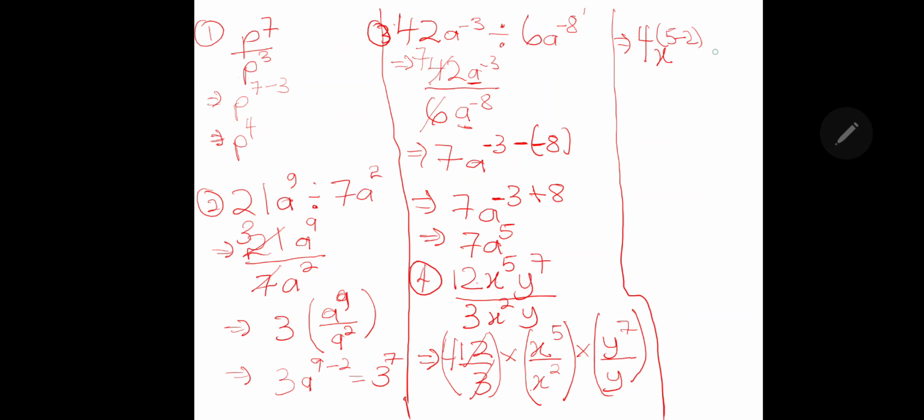And then you come and write your y. When two same bases are dividing, you subtract. So you know writing y alone is the same as writing y to the power 1. So you come and write 7 minus 1. So this implies that you get 4, 5 minus 2 is 3, and y, 7 minus 1 is 6. So this is our final answer. Do you understand it?